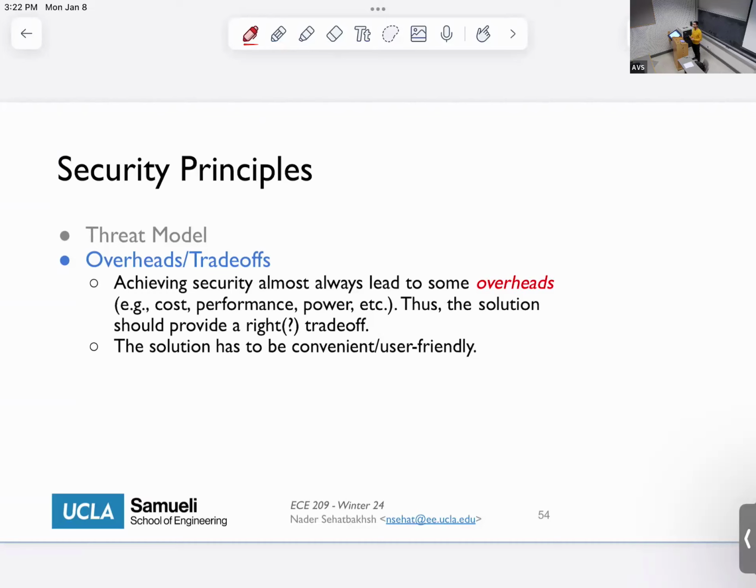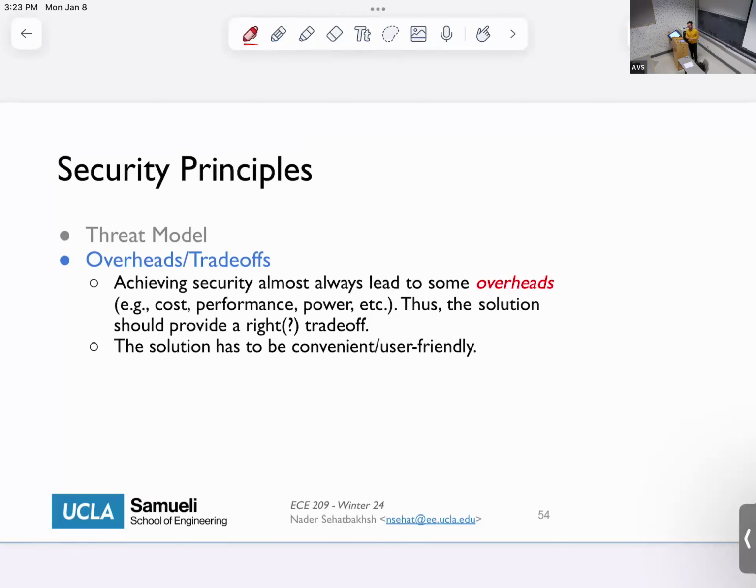So for example, if I come up with a mechanism that makes my computer 100 times slower, but eliminates all the security problems, is this a good solution or a bad solution? I don't know. Anybody who thinks that this is a good solution? Nobody thinks that this is a good solution. In fact, there might be a good solution.